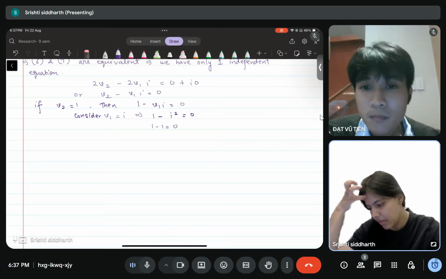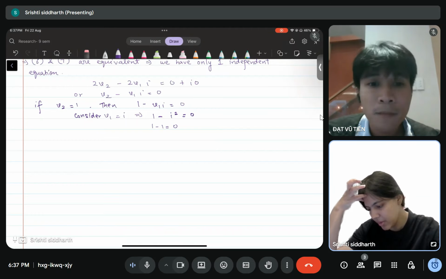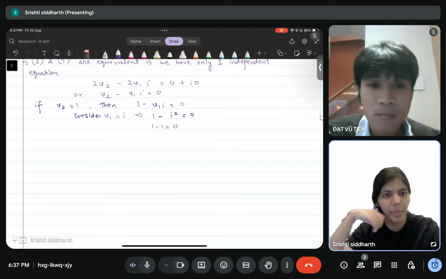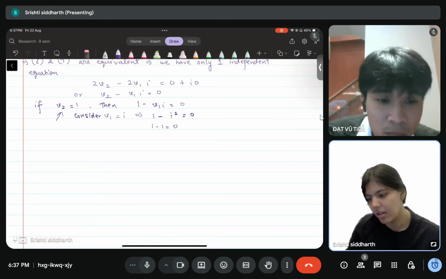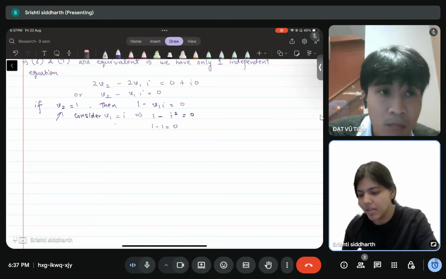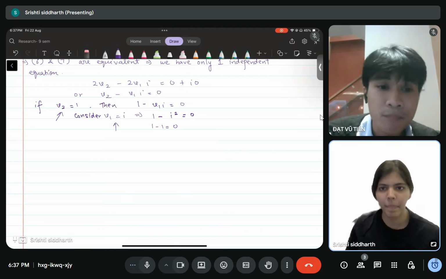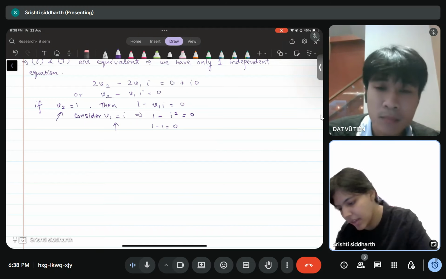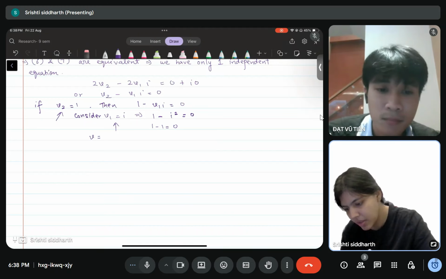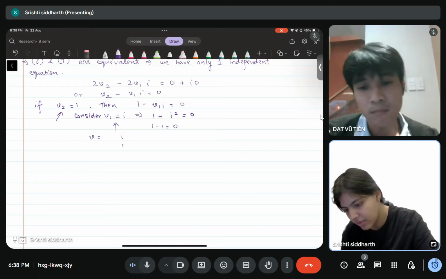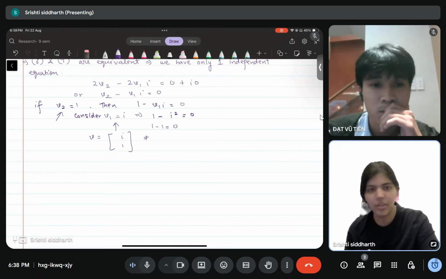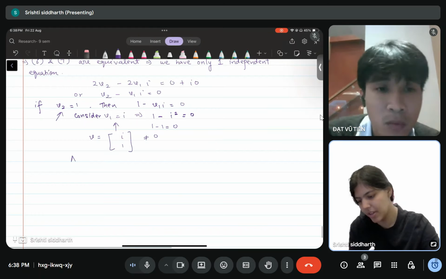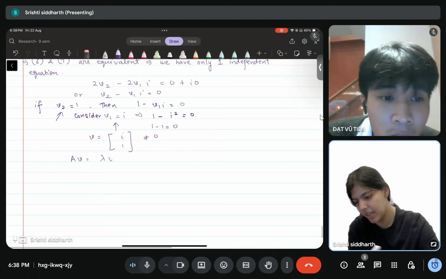Okay, so I think we have a choice for V1 and V2. If we consider some non-zero real part, for example, V2 in this case is 1, then we can consider V1 to be i, right? Yeah, so I think the eigenvector for this case would be i and 1. I think it's non-zero, so that's good.